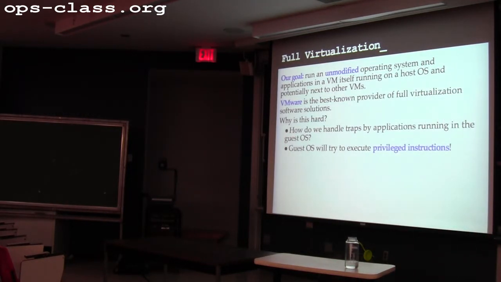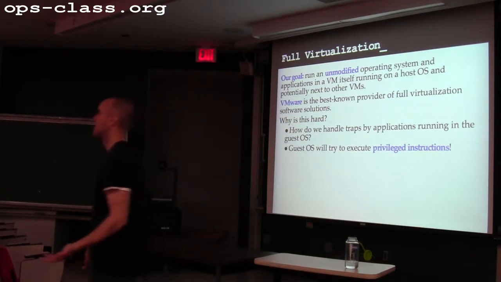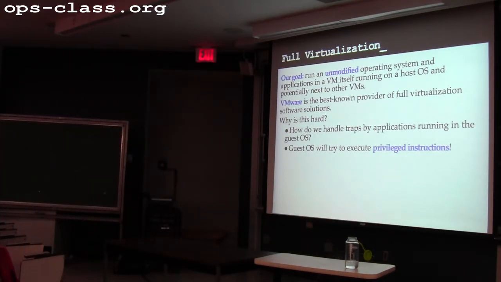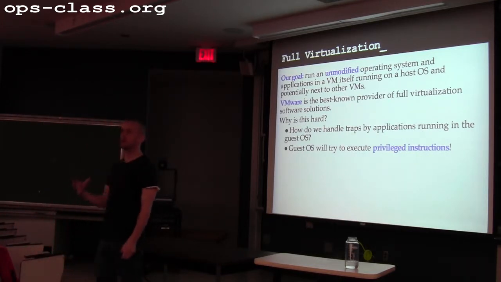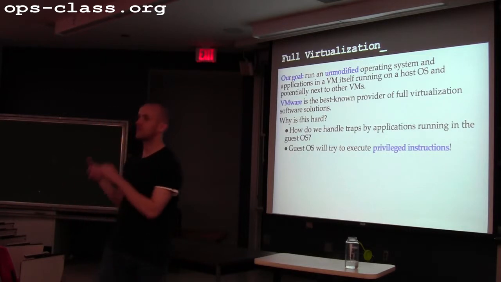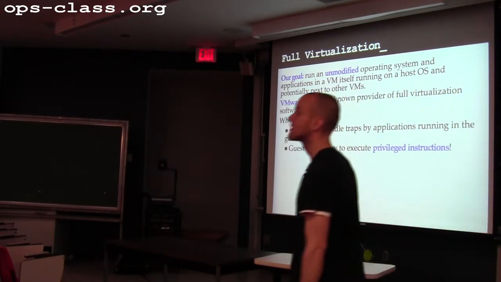All right, second thing. So what happens if... Ben, we're coming to your answer, right? The guest OS is going to try to execute these privileged instructions, right? So when the guest OS tries to make a change to the TLB, or modify page tables, or change the privilege level, who needs to handle that trap? Who is responsible for the state of the virtual machine? The virtual machine monitor, right?